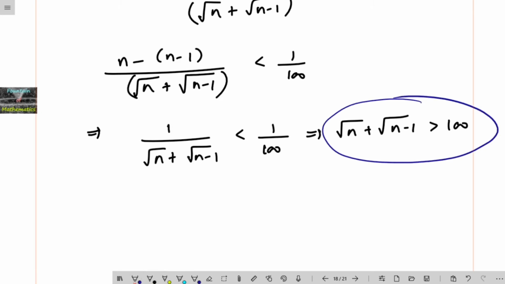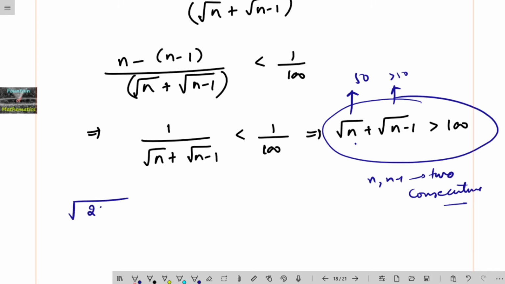Right, root n plus root of n minus 1. Since n and n minus 1 are two consecutive integers, and since n is an integer, we need to consider that it's greater than 100. It means definitely, since they are two consecutive numbers, one must be 50 and the other one must be above that, greater than 50, the next number. So which number's square root will give 50? 2500. So we can consider 2500 and above numbers. Let me consider this is 50 and this is more than 50 because n is greater than n minus 1.